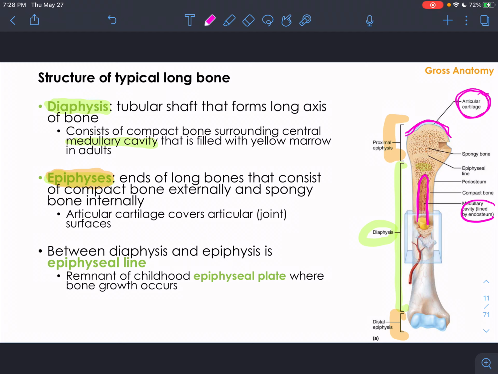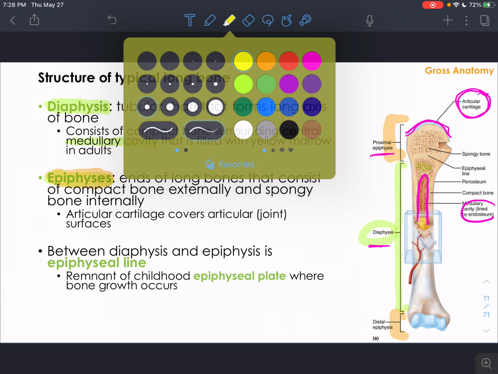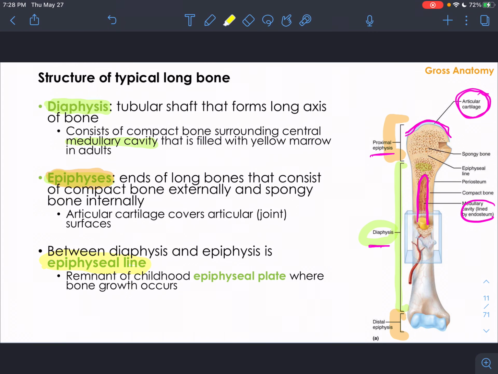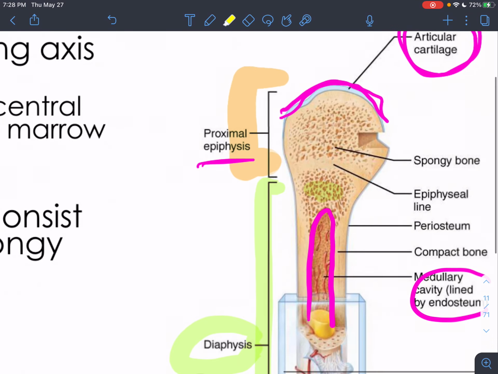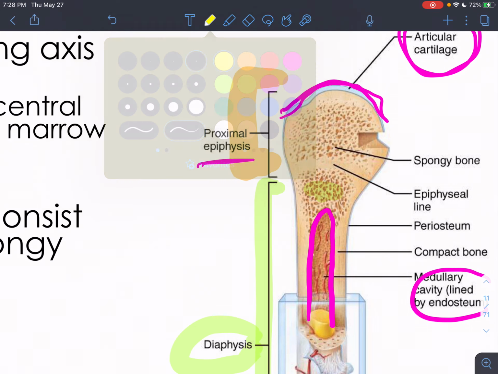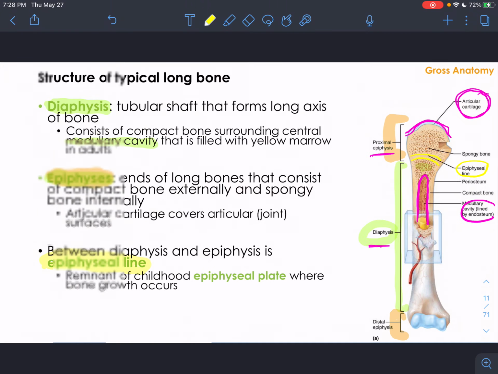Between the epiphysis and the diaphysis, you have a structure called the epiphyseal line. I'll change my color again. Epiphyseal line, which I'll zoom in here. So the epiphyseal line is this, can you see that kind of line that goes through there? That's the epiphyseal line. It's important because it's actually a remnant of a childhood structure called the epiphyseal plate. And the epiphyseal plate is where bone growth occurs.